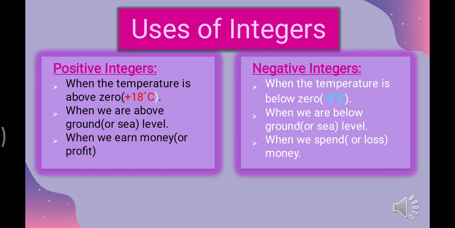What are the uses of integers? First we'll discuss positive integers, then we'll discuss negative integers. For example, if the temperature of any area is above 0 degrees Celsius, say plus 18 degrees Celsius, that time we have used the positive integer. We can also write it as 18 degrees Celsius only. We don't use the plus sign here because plus is taken as a default sign.